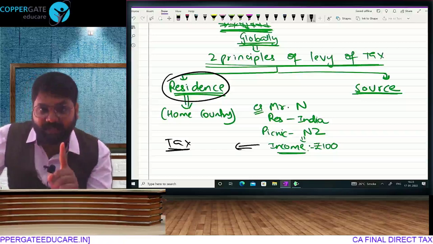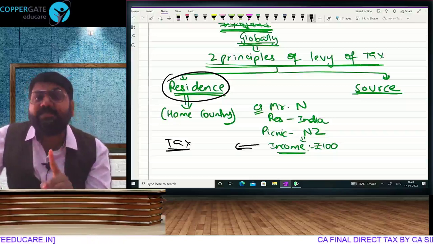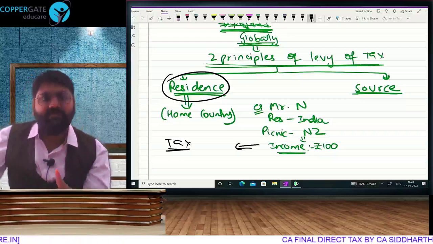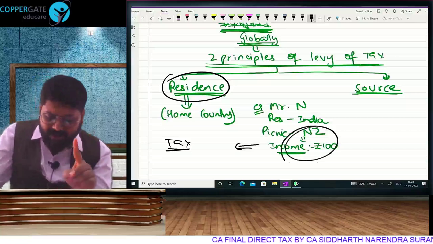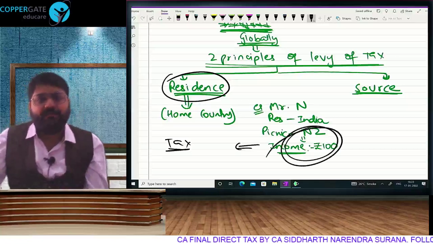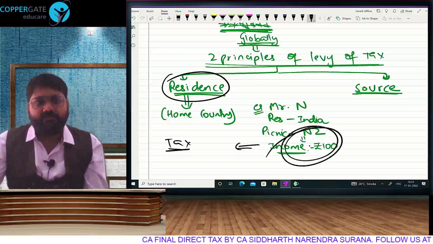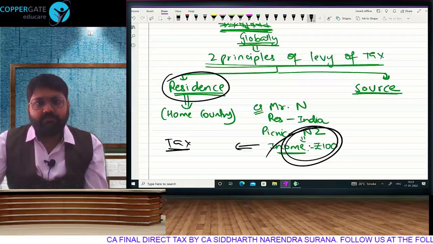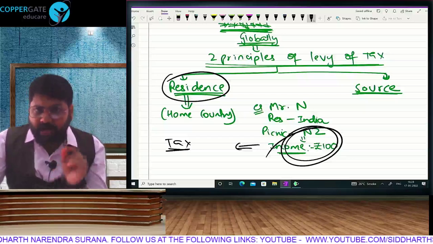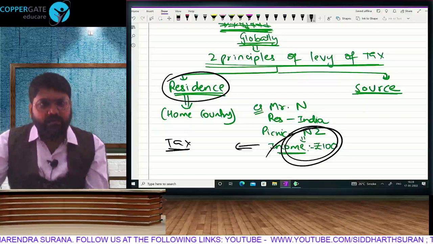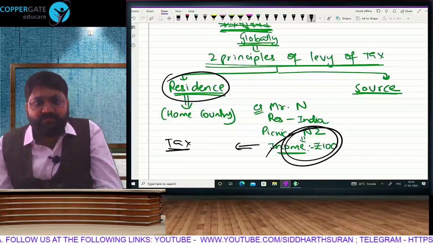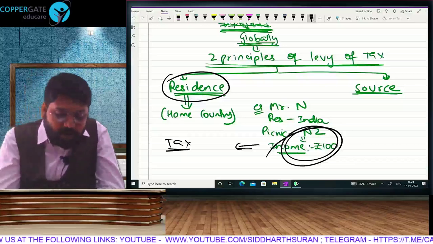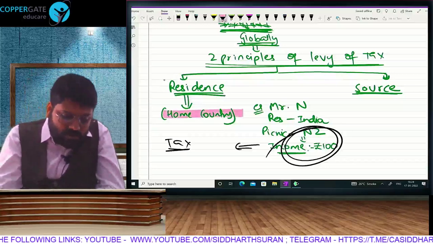If we are your home country, we will tax you. This is a very important statement. We will tax you on your global income. We will tax you on your world income. Income earned anywhere in the world will be taxable if you are a resident of this country. And this country will be called your home country.